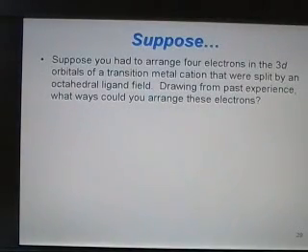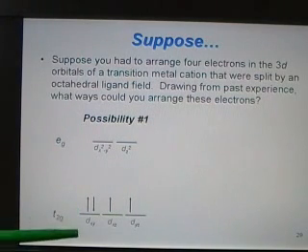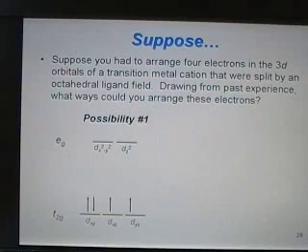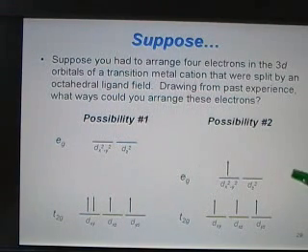Now, suppose that you had to arrange 4 electrons in the 3d orbitals of a transition metal cation that was split by an octahedral ligand field. Remembering from the past when you drew orbital diagrams to determine the magnetism of an atom or ion, what ways could you arrange these electrons? Well, the first possibility is to fill the T2g orbitals with 4 electrons. But notice 2 electrons have to be paired up in the dxy. Remember, we still have to follow Hund's rule, which says we put 1 electron in each of the orbitals before we start pairing up. However, that suggests possibility 2 is the more correct one, because you still have these 2 d orbitals that are unoccupied in possibility 1.